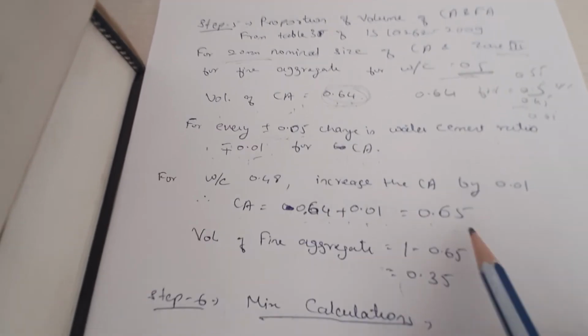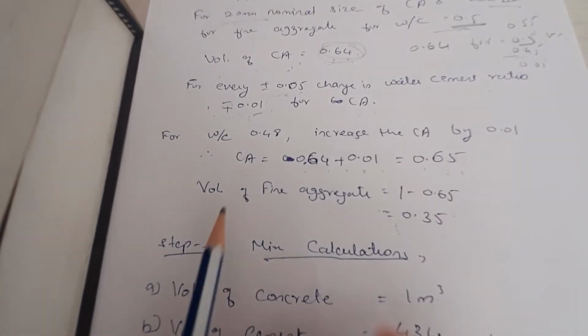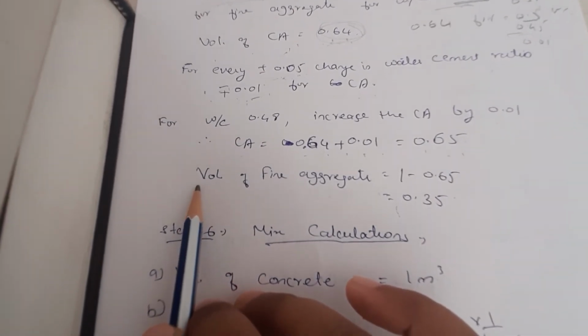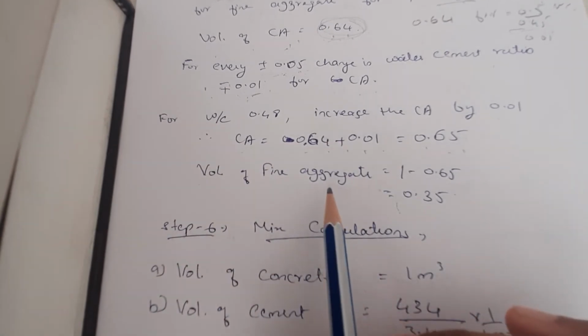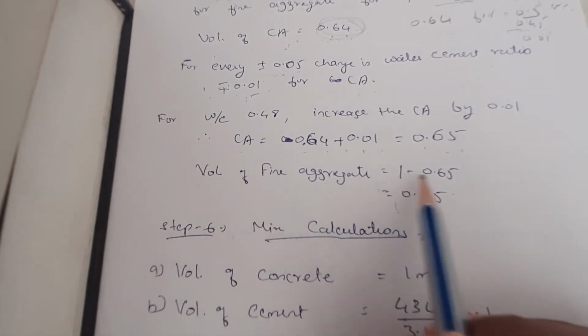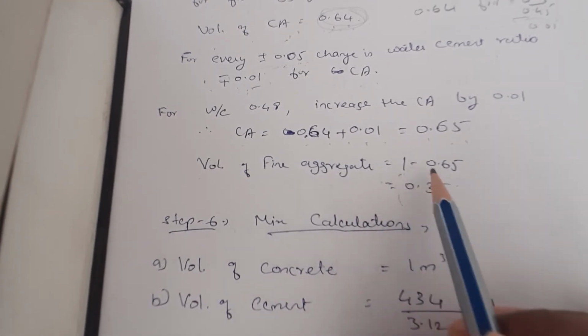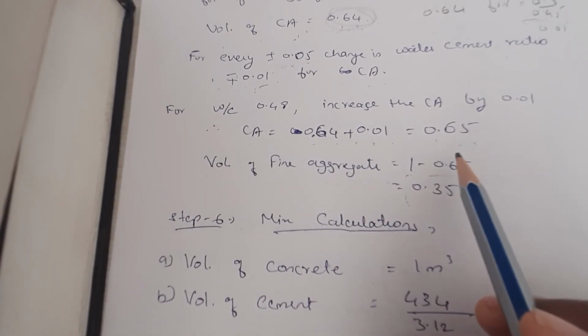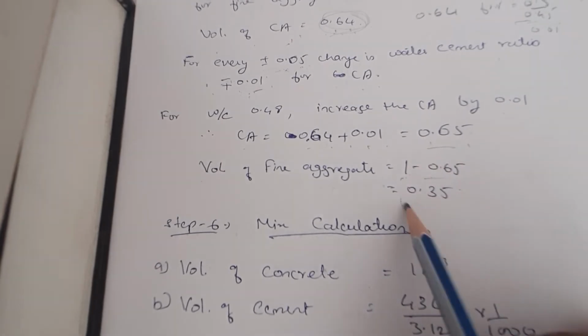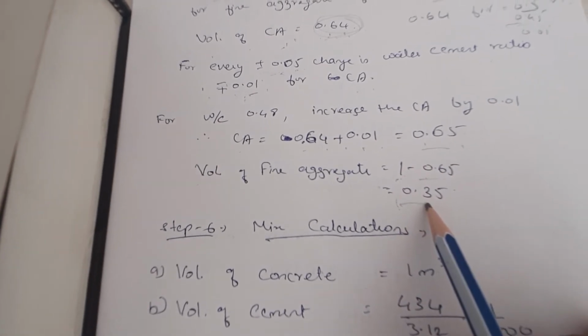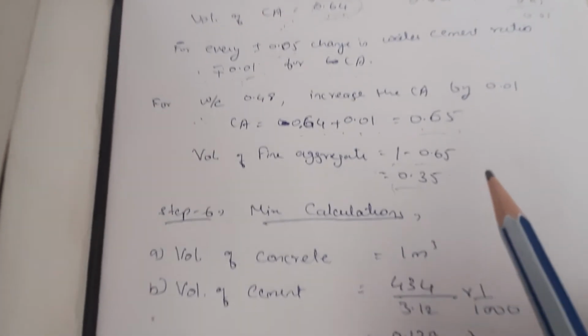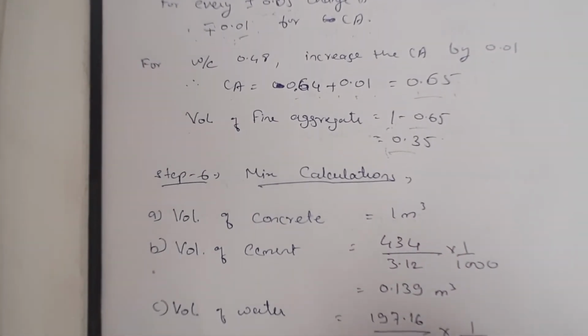So from this we can easily calculate the volume of the fine aggregate, which is equal to 1 minus the coarse aggregate volume, where 1 is the total volume of the aggregate. Reducing 0.65, the volume of the coarse aggregate, I get the volume of the fine aggregate as 0.35, right?